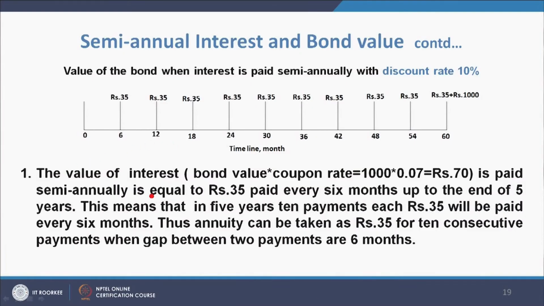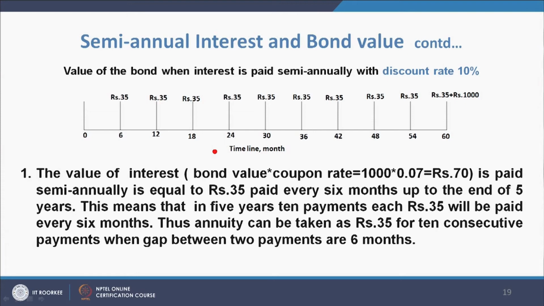Now, here the value of the interest, the bond value into coupon rate, is 1000 into 0.07, which is 70 rupees. This 70 rupees is paid semi-annually, and thus it is equal to 35 because 70 divided by 2. So it will be spread over 6 months, which is why it is rupees 35 paid every 6 months up to the end of 5 years.